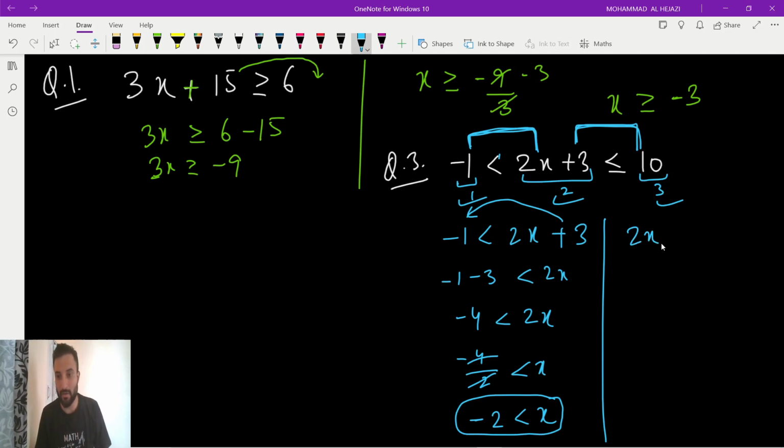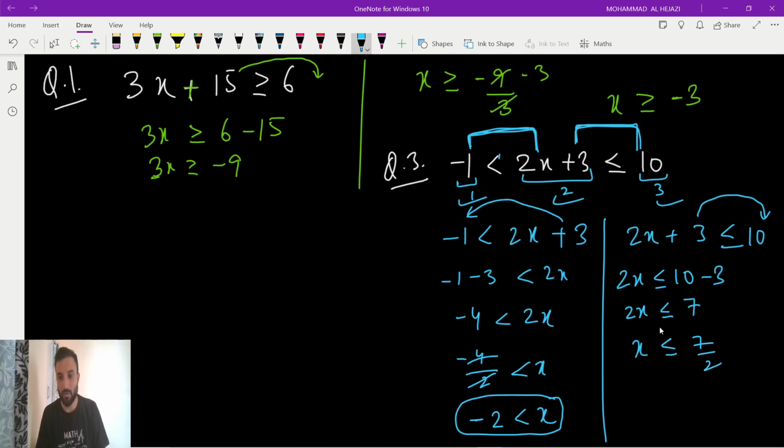Second and third: second is 2x plus 3 less than or equal to 10. What will we do? We will send the 3 to the other side, constant to constant side. It will become 2x is less than or equal to 10, and this plus 3 will go that side, minus 3. So 2x is less than or equal to 10 minus 3, which is 7. So x is less than or equal to 7 by 2.